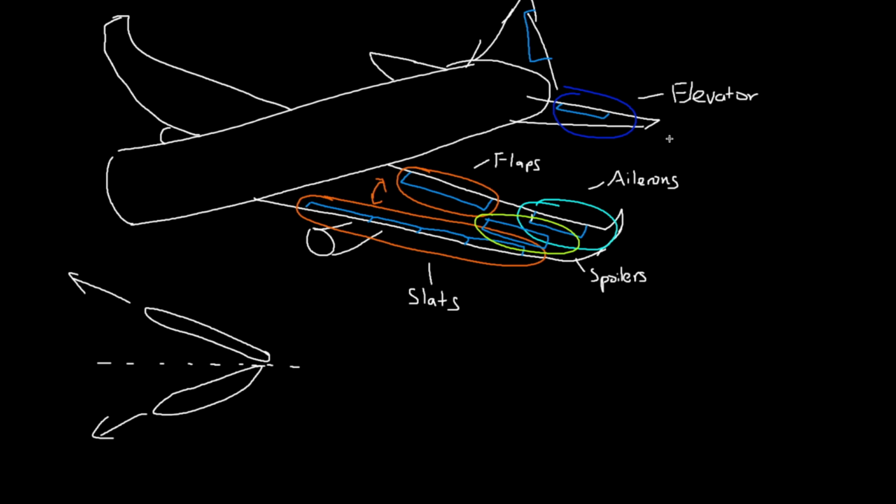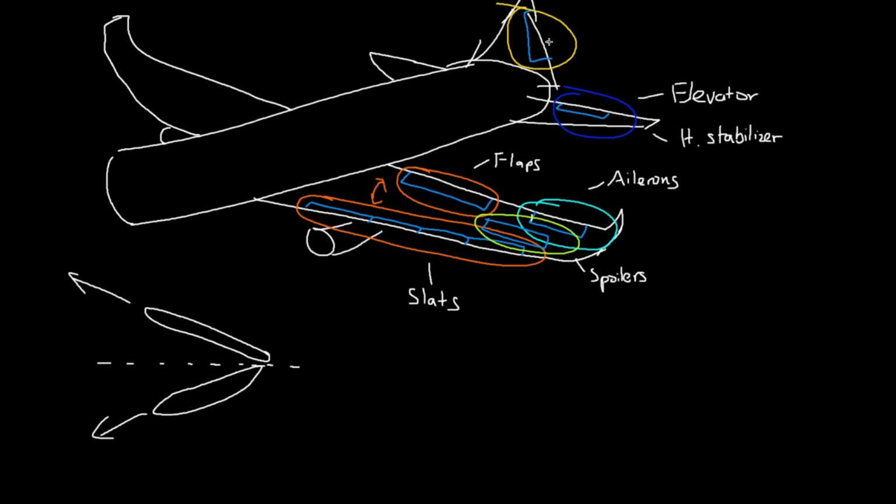This elevator is going to be housed on what's known as the horizontal stabilizer, this whole wing body shape thing. The horizontal stabilizer, as the name implies, provides pitch stability for the plane, so the plane is not just moving up and down willy-nilly, but rather stays stable and flying smoothly.